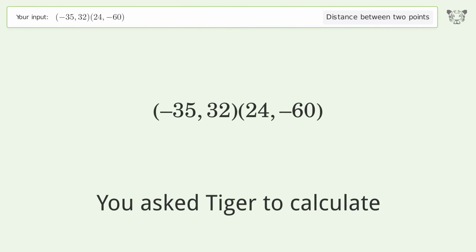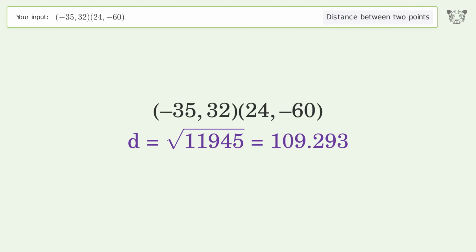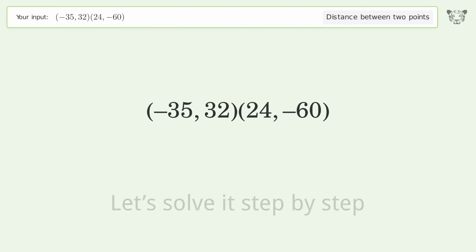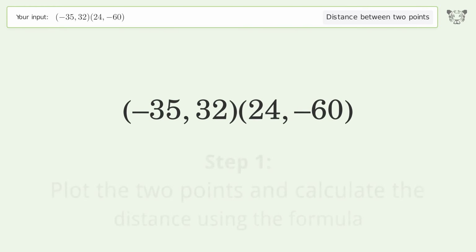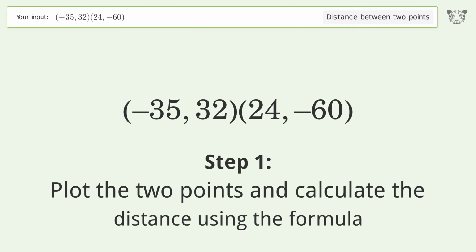You ask Tiger to calculate. This deals with the distance between 2 points. The distance between the 2 points is the square root of 11,945 or 109.293. Let's solve it step by step. Plot the 2 points and calculate the distance using the formula.